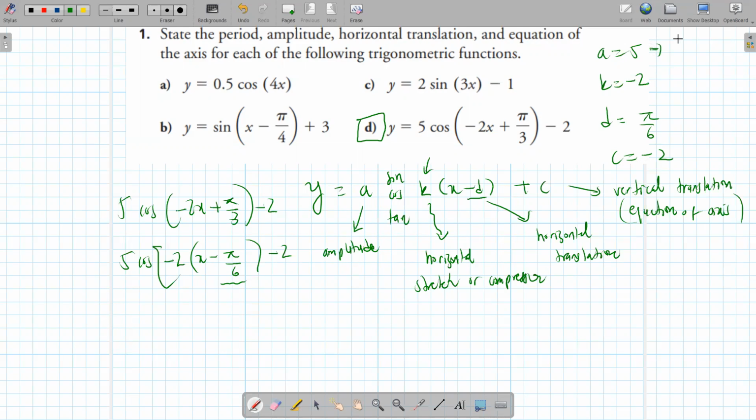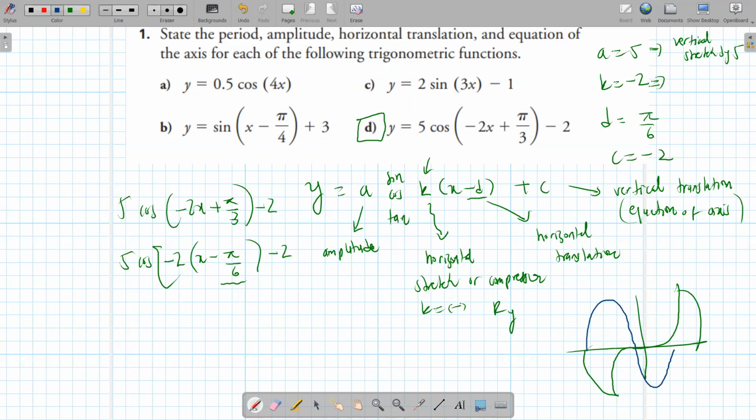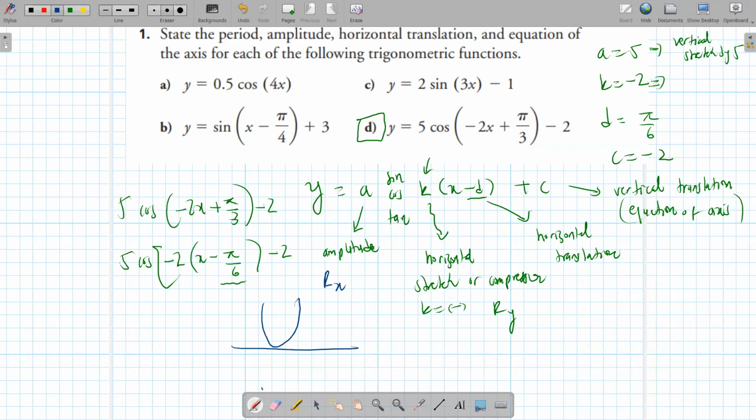A value of 5 means it's a vertical stretch by a factor of 5. K of -2 does two different things. If k is negative, that means it's a reflection on the y-axis. If it was like this before, it's going to flip and be like this now. It's literally putting a mirror on the y-axis if k is negative. If a were negative, then it's a reflection on the x-axis. It flips upside down.